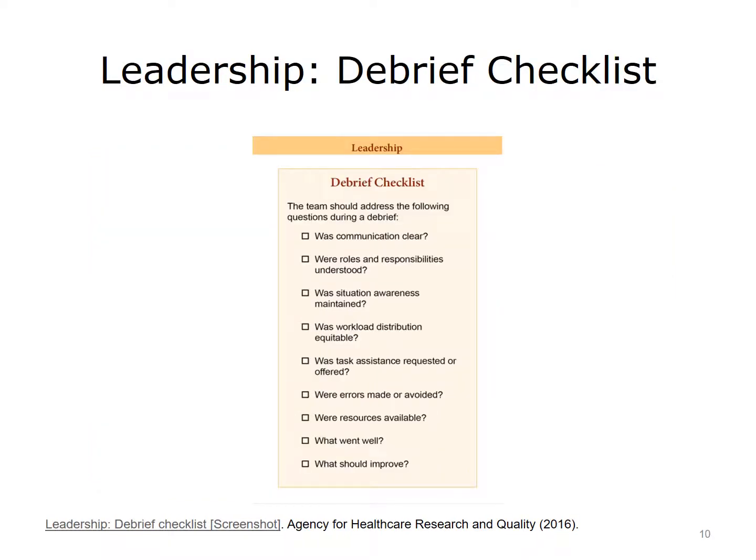Shown on this slide is the example provided by AHRQ in regards to a debrief checklist. The questions written include the following: communication clear, roles and responsibilities understood, situation awareness maintained, workload distribution equitable, task assistance requested or offered, were errors made or avoided, availability of resources, what went well, what should change, what should improve.